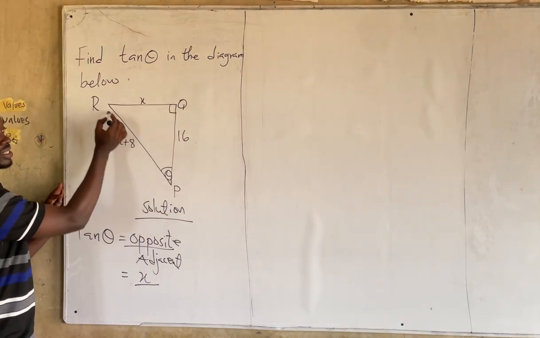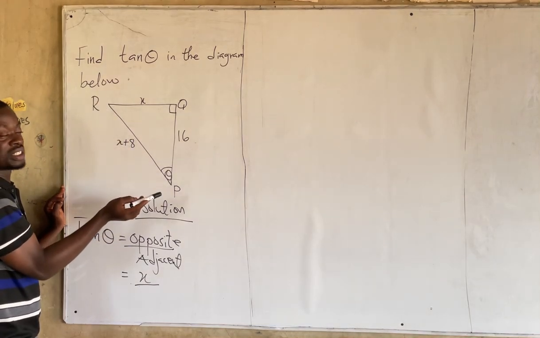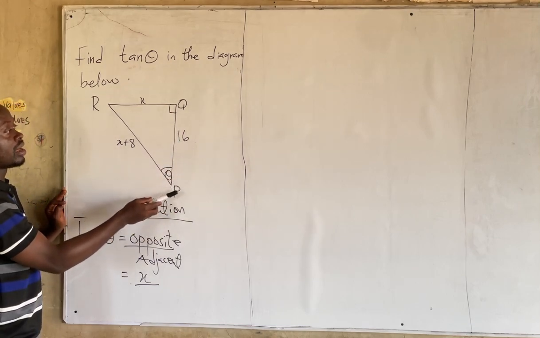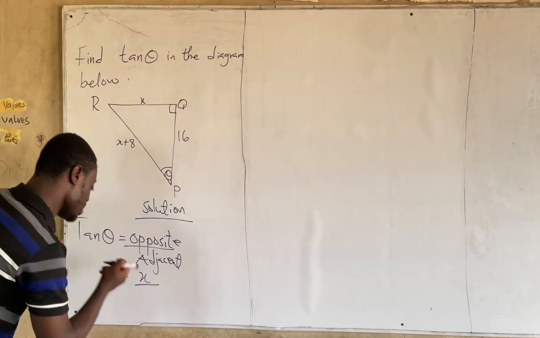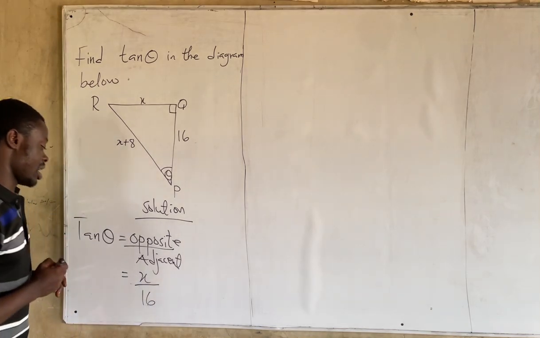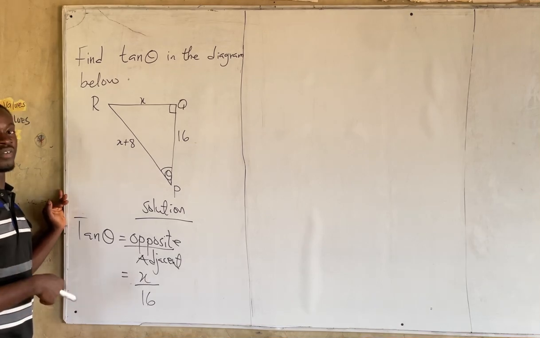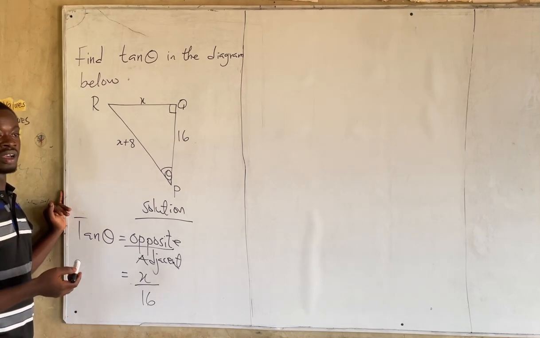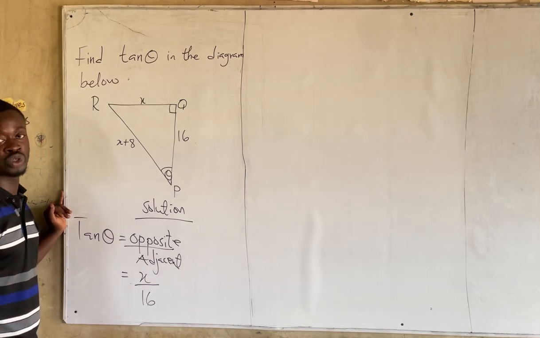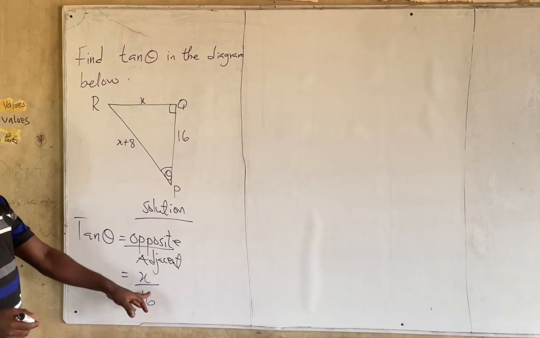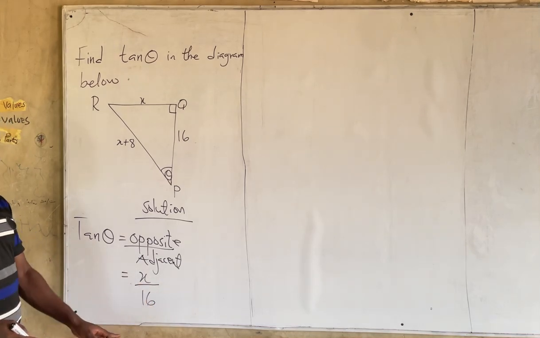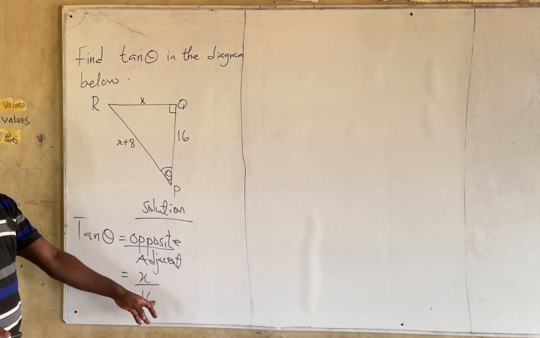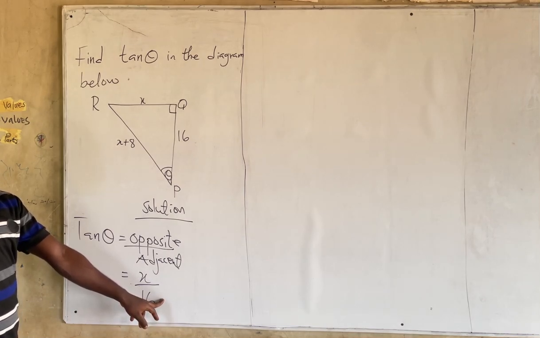So the adjacent is here. We know that the longest side of a triangle is the hypotenuse, so automatically here is the adjacent. The adjacent is line PQ, which is 16. So x over 16. We do not know the value of x, therefore we cannot solve it unless we find the value of x. So let's solve for x in this diagram, and then substitute it into this formula and find tan theta.